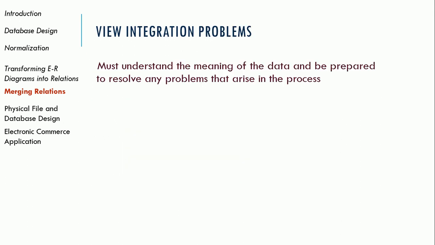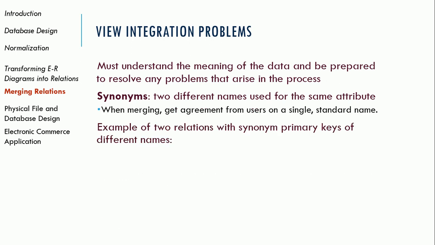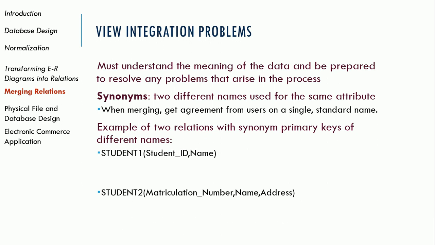A view integration problem: we have to understand the meaning of the data and be prepared to resolve any problems that arise in the process. One of the problems is synonyms, where we have two different names that mean the same thing. When we're merging, we have to get agreement on a single standard name for the same thing. This happens in healthcare all the time. I'll go into a hospital and one department calls it a patient ID, another department calls it a medical record number, another department calls it a master patient index, but they all mean the same thing, right? So we have to all standardize to one vernacular. That's what we're talking about here with view integration.